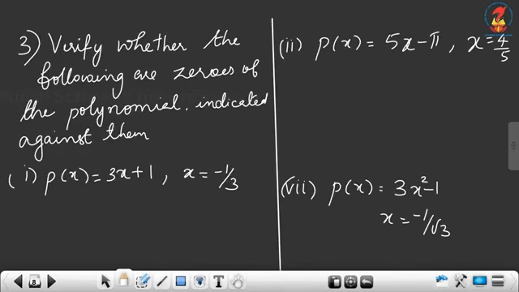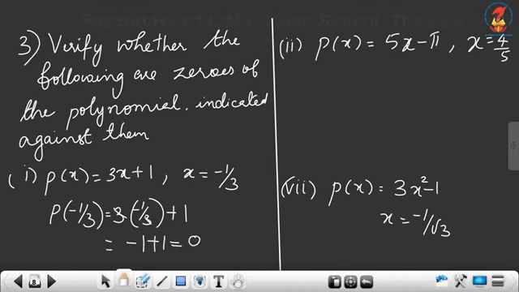Then verify, third question: verify whether the following are zeros of the polynomial indicated against them. P of x is given as 3x plus 1. We have to check whether x is equal to minus 1 by 3 is a 0 of this. So, p of minus 1 by 3 is equal to 3 into minus 1 by 3 plus 1. So, what we are getting is minus 1 plus 1, which is equal to 0. So, what we can say is minus 1 by 3 is a 0 of this polynomial p of x.